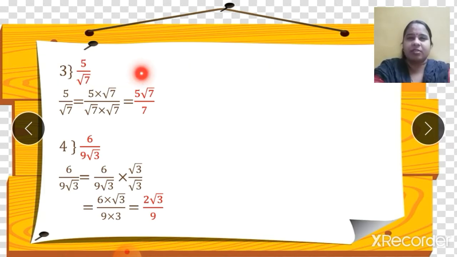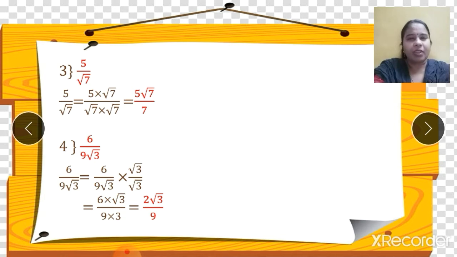This is the third sum, 5 upon root 7. Again see, exactly the same type, root 7. So I multiply both numerator and denominator by root 7. Here we will get 5 root 7, and the denominator will be root 7 into root 7, that is 7. See, this is a rational number. Don't bother about the numerator. We are not rationalizing the numerator. We are only rationalizing the denominator, and in that, if you get a surd in the numerator, no problem at all. Leave it like that. We are concerned only with the rational number in the denominator.